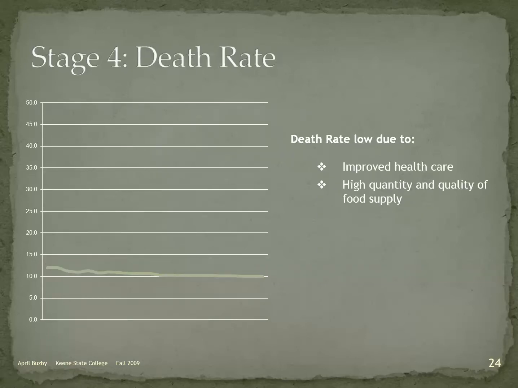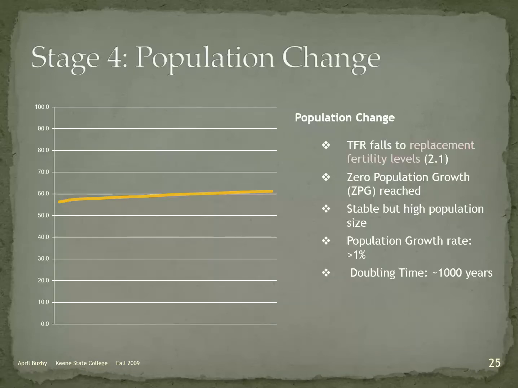So the death rate is low due to continued better healthcare and high quantity and quality of the food supply. So what can happen oftentimes is that the TFR falls even possibly below the replacement fertility level. We'll take a look at that in the next part here. But one big thing here is zero population growth, meaning that you are having a TFR right around replacement rate.